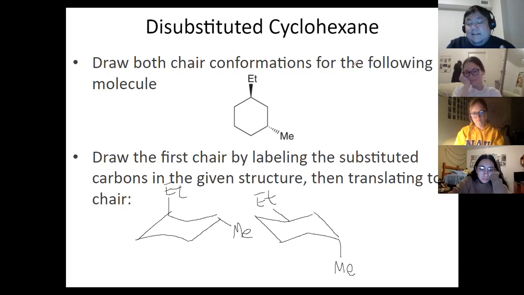That's the same thing, right? This seems counterintuitive probably to what I was drawing, but it's still the same thing. I'm still following the same pattern. Which one is the more stable one, the one to the left or the one to the right?